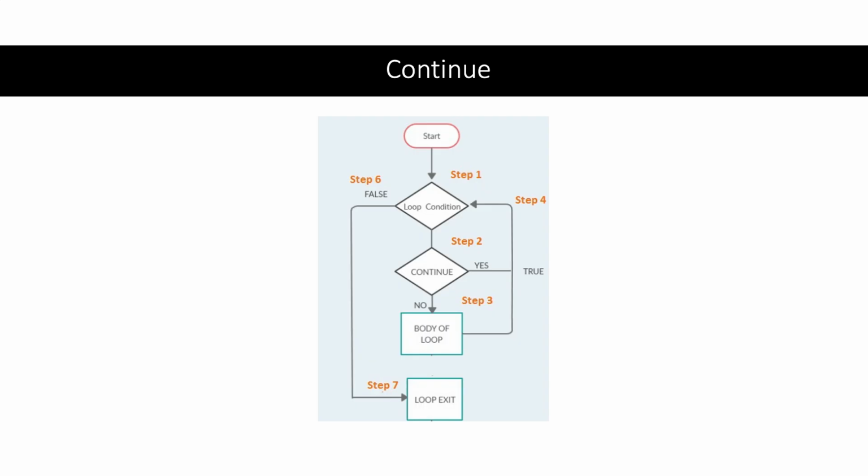So to sum this up, the continue statement in a while loop is used to skip the current iteration and move directly to the next iteration by re-evaluating the loop condition. And this can be useful for situations where certain conditions within the loop should cause an early jump to the next iteration, effectively bypassing the rest of the loop body for the current iteration.